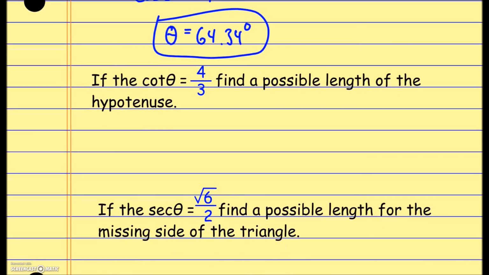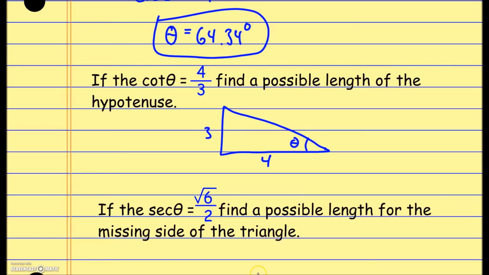A couple more kind of varied examples here. If I have something like this, the cotangent of theta is 4 over 3, and I want to find a possible length of the hypotenuse. And so really this just causes me to draw a picture here. If I were to draw a triangle and call this theta, all right, well, cotangent is adjacent over opposite, so the adjacent side is 4, the opposite side is 3. And really, it's just asking me to find a possible side length.